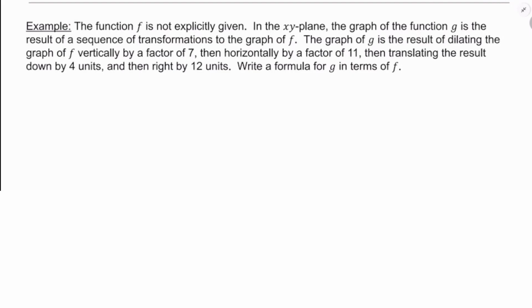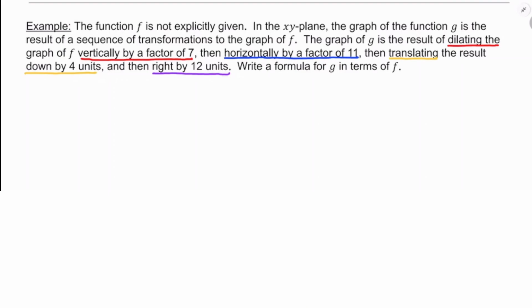So we're going to start off with function f, and we don't really have a formula for it, but we're just going to do some transforms for it. The first is going to be dilating vertically by a factor of 7. Then the second transform is going to be horizontally dilating by a factor of 11. Then after that, we're going to translate the result down 4 units, and then right 12 units.